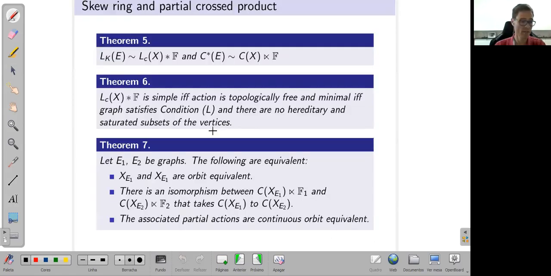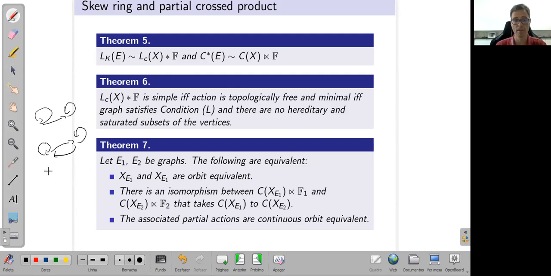And of course, you have other results. For example, if you want to look at orbit equivalence, this is a very hard problem. Or conjugacy, right? If I have two graphs and you look at the orbits of them, for example, two graphs like this, it's hard to tell if they are orbit equivalent.